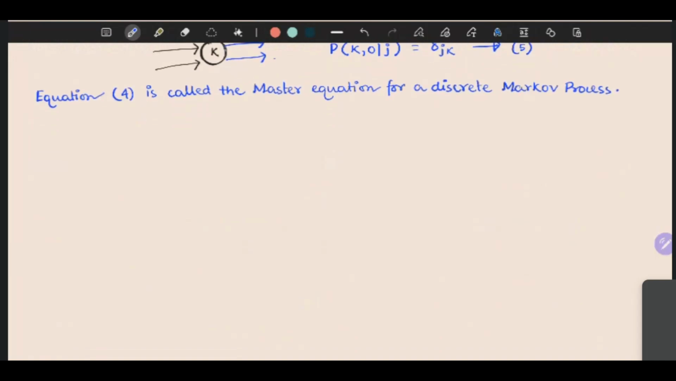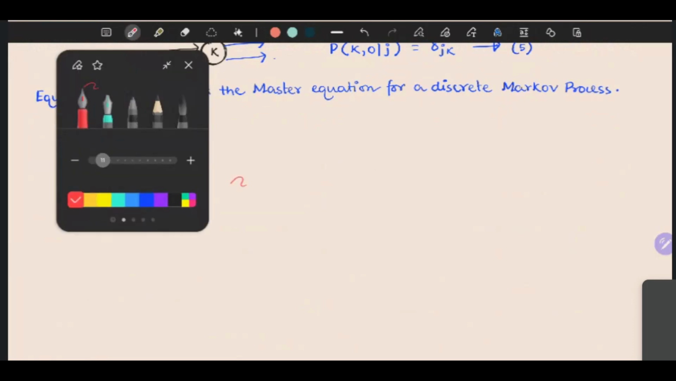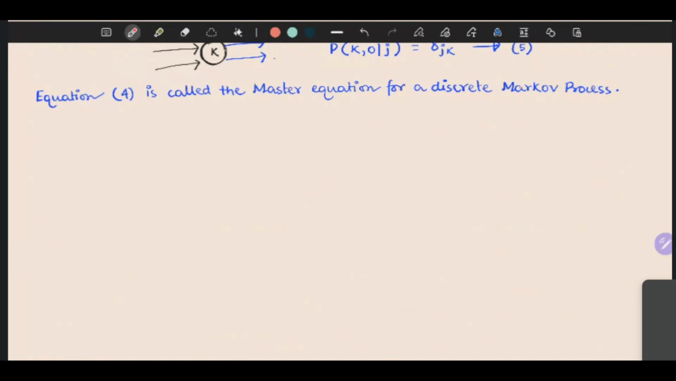Now one prominent or poignant question is, why are Markov processes so important at all? Why should we study them? So why are Markov processes important?